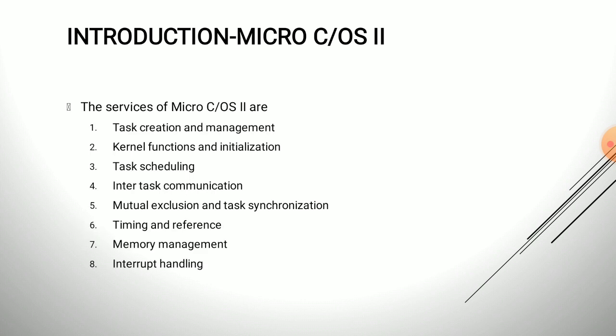The main services of Micro C OS2 are task creation and management, kernel functions and initialization, task scheduling, inter-task communication, mutual exclusion and task synchronization, timing and reference, memory management, and interrupt handling. These services will be explained in detail.